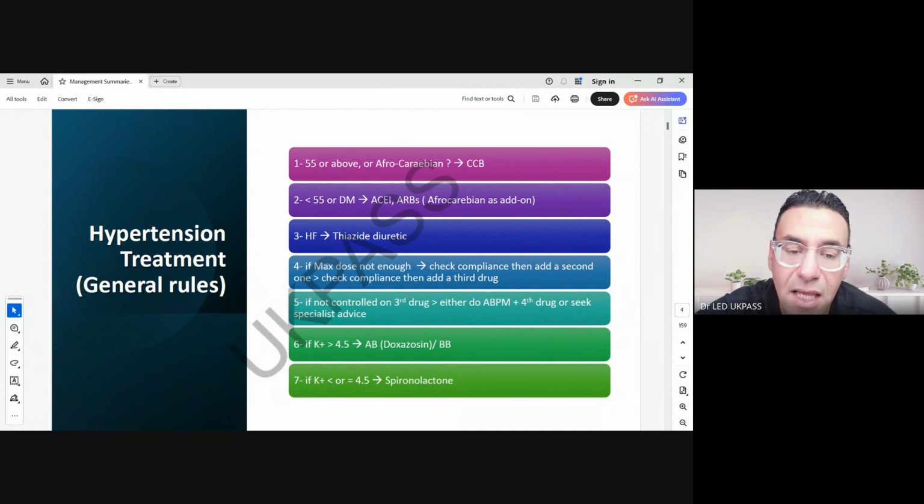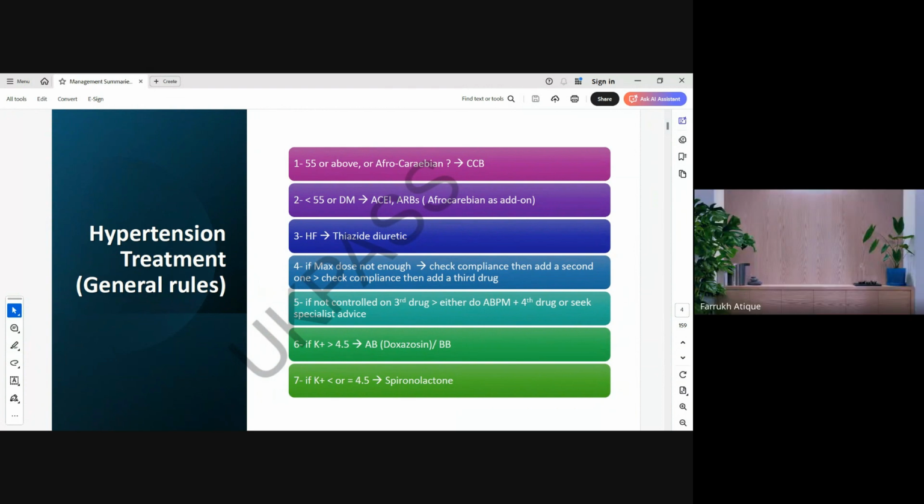Thank you so much. Now, for a patient with heart failure, of course, in addition to heart failure treatment, we should always think about starting thiazide diuretics as a first line in that case. So, thiazide diuretics, such as what?